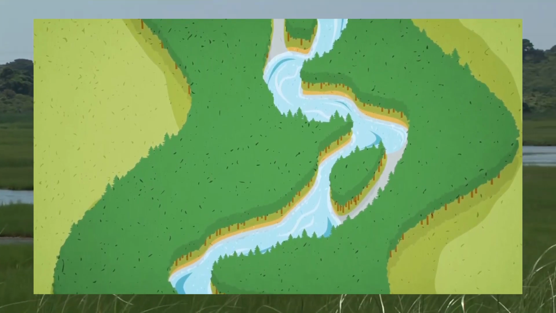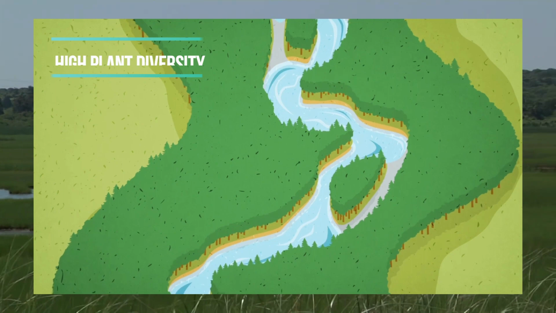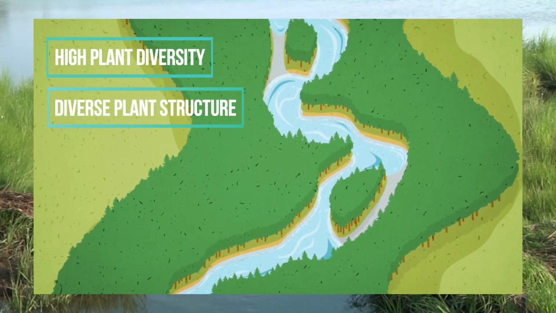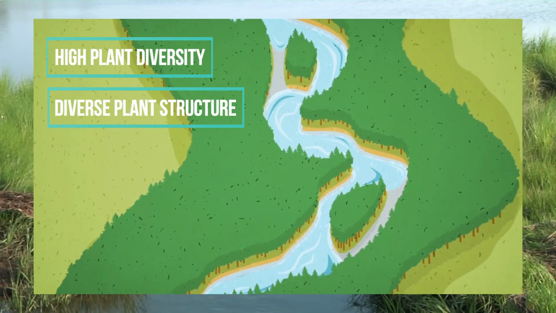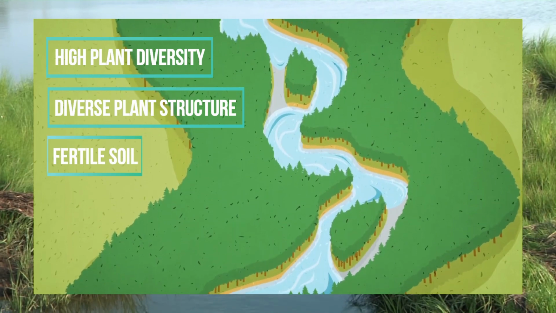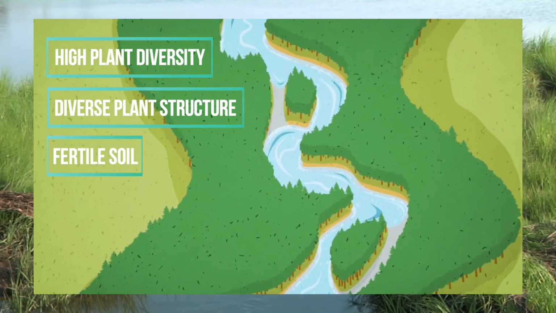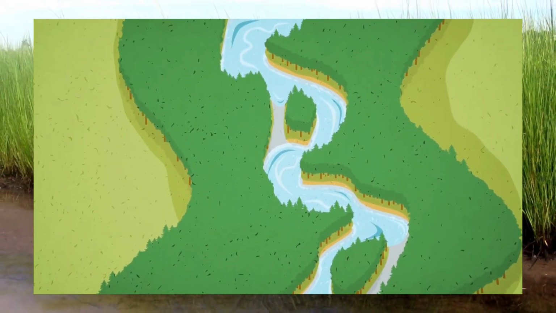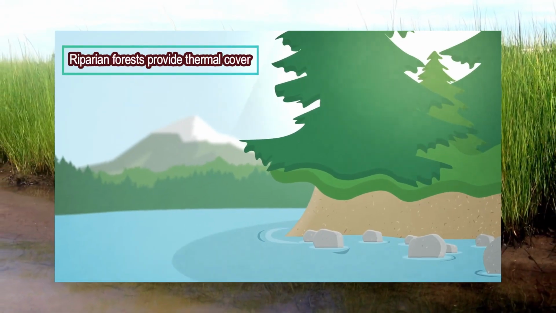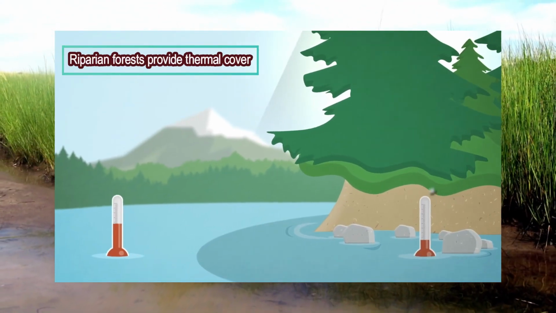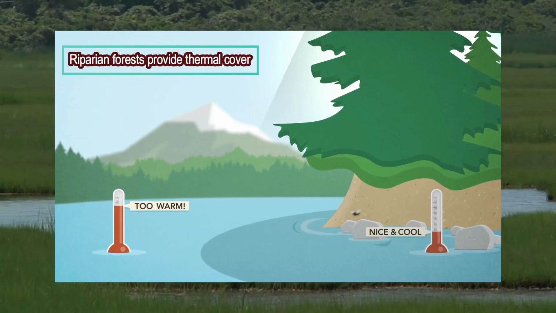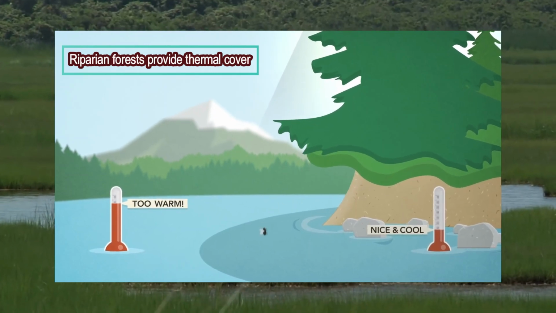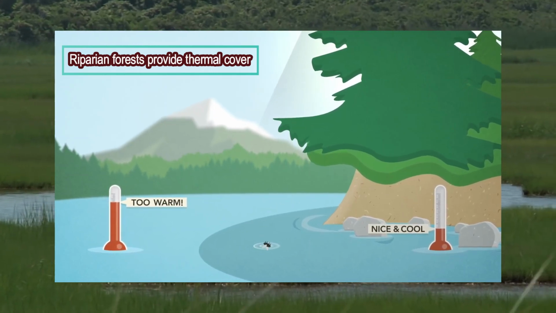Riparian plant communities typically have high plant diversity and diverse plant structure. They are highly productive areas because of fertile soil that is deposited from uplands. Riparian forests provide thermal cover for many terrestrial species because the water in wetlands buffers against extreme temperatures in the winter and summer.